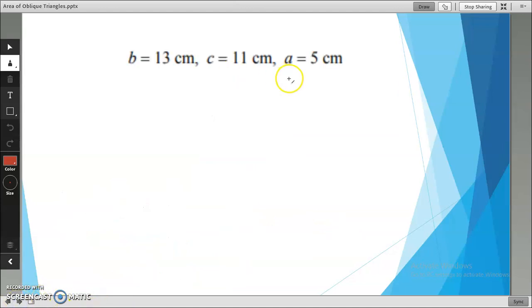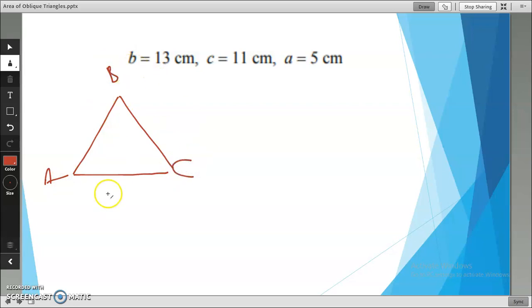All right, let's take a look at another one. I don't have a triangle, so I'm going to draw one out just to help me visualize. So B is 13 centimeters, C is 11 centimeters, and A is 5 centimeters. So I need to find an angle, because I need at least one angle. I can do that. I can use my law of cosines.